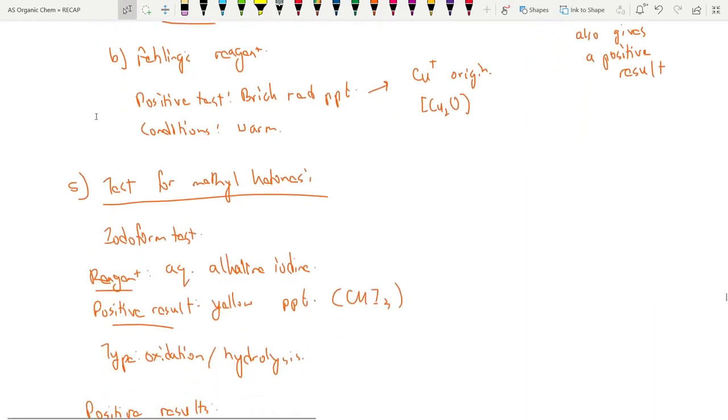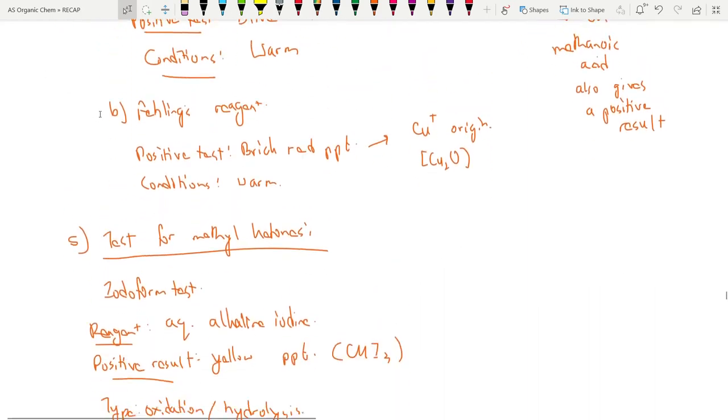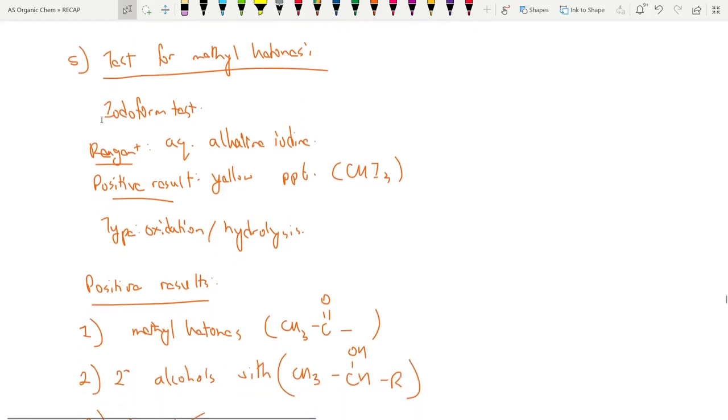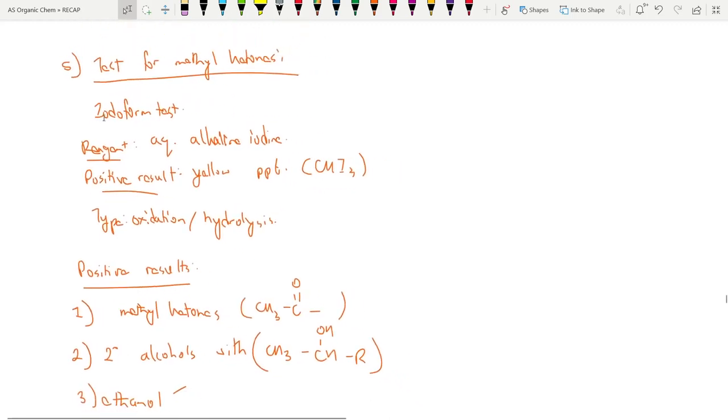Okay, so moving on, we have a test for methyl ketones. It's called the iodoform test using aqueous alkaline iodine. The positive result is a yellow precipitate. In the book, they mention warming the test tube, but in the question paper, they don't mention warming, so you don't need to say that. The type of reaction is either oxidation or hydrolysis since the CH3 bond is broken. It has two steps. First, we halogenate the methyl group followed by hydrolysis.